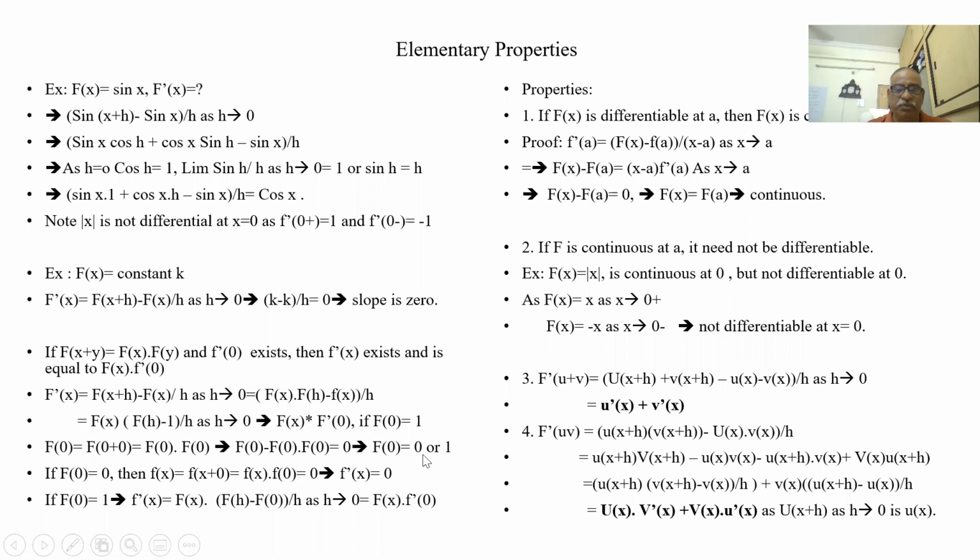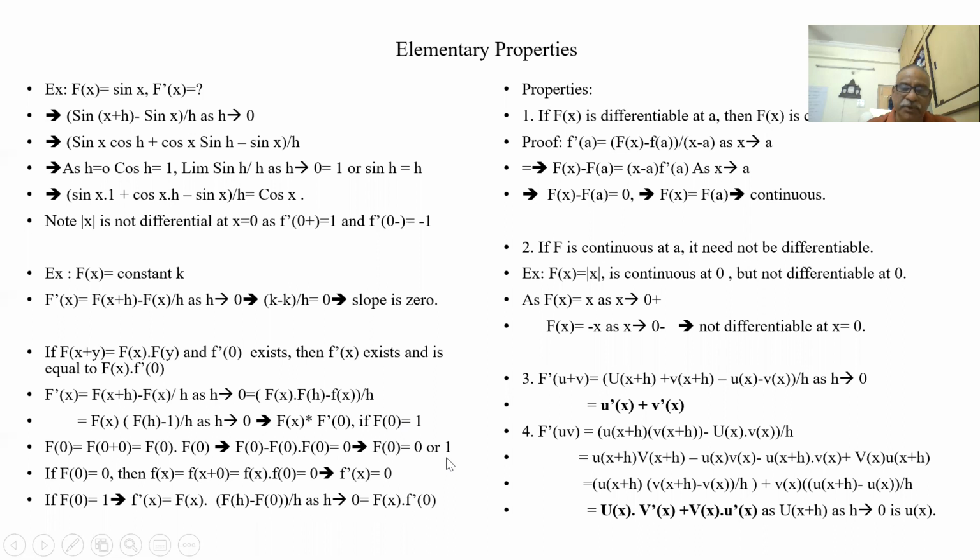If f(0) is 0, that means automatically f(x) is equal to f(x + 0), which is f(x) into f(0), so f(x) is 0. So f(x + y) is f(x) into f(y); f(x) into f(0), f(0) is 0. So automatically f(x + 0) is 0, and f'(x) is also 0.